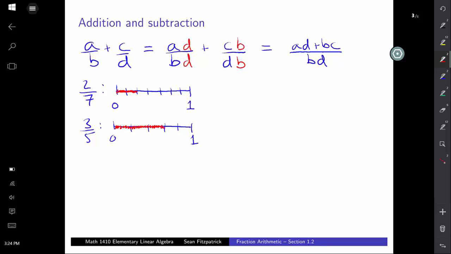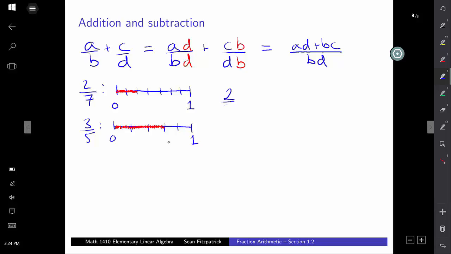And so the thinking behind it is, well, if I take each of these pieces of length 1 over 7 and further subdivide those into 5 equal pieces, then I will have a total of 35 equal pieces over the entire interval. And similarly, if I take each of these 5 pieces, representing the fraction 3 over 5, and I divide each of those into 7 equal pieces, again I'm going to have divided the interval up into 35 equal pieces.